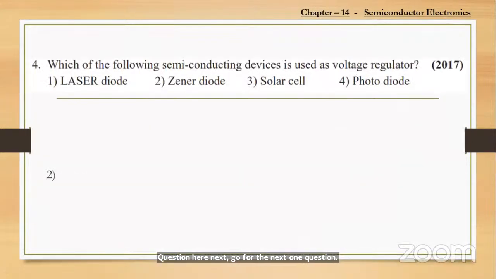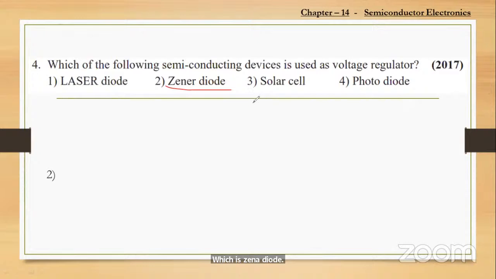Now, which of the following semiconducting devices is used as a voltage regulator? Which one are we going to use? See here, for a voltage regulator we are going to use this one, which is the Zener diode. So how does it work, and what is the function of that one?